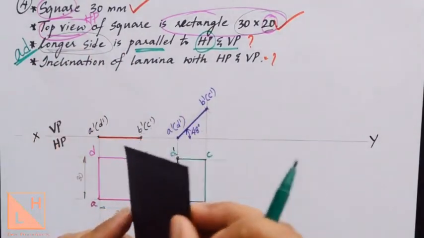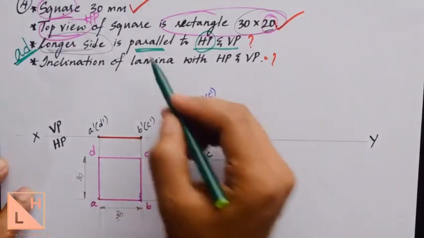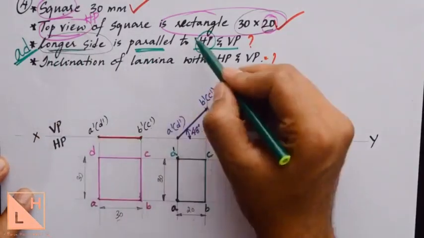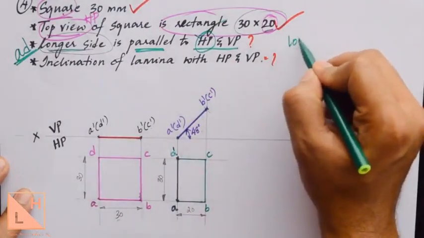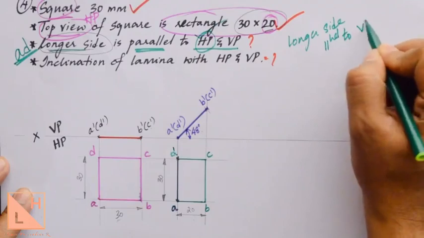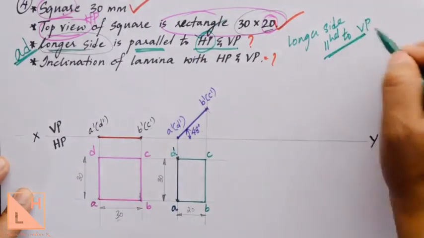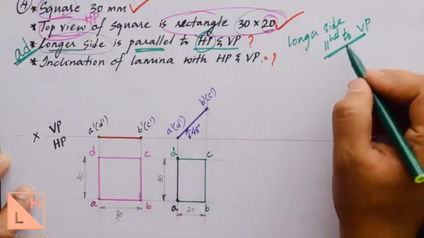Even if I tilt it, this AD will still be parallel to the horizontal plane. So already I have the longer side parallel to the horizontal plane. All that is pending here is the condition with VP. You just need to make the longer side parallel to VP.